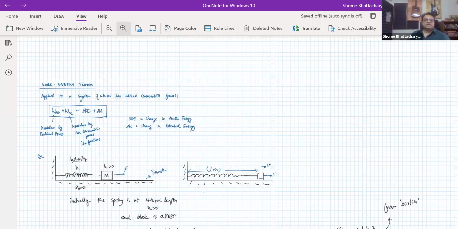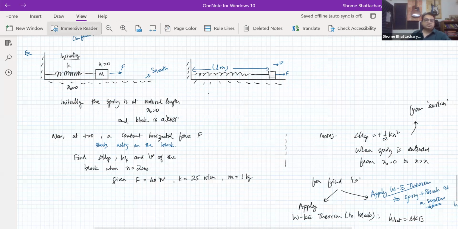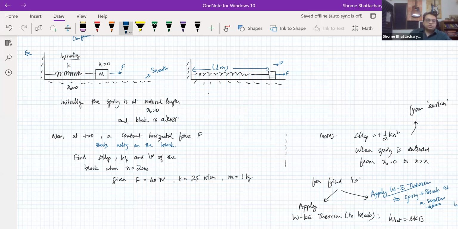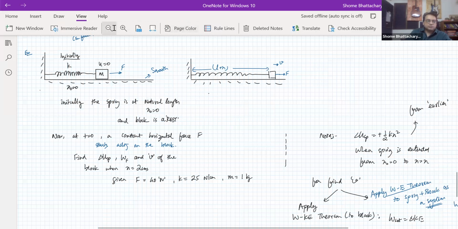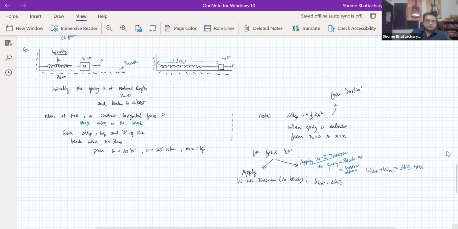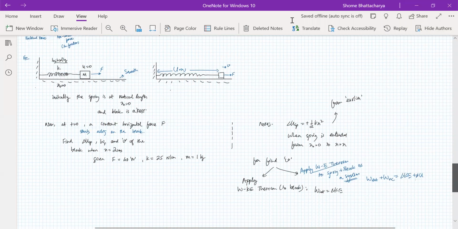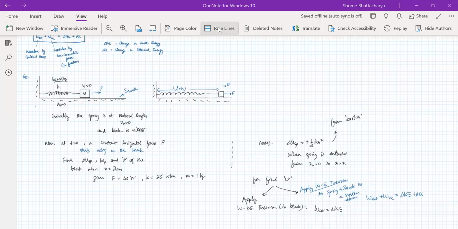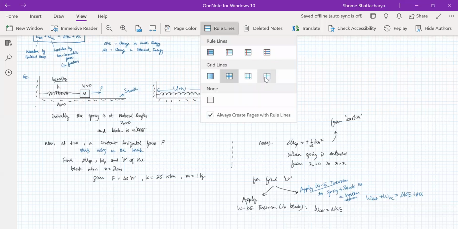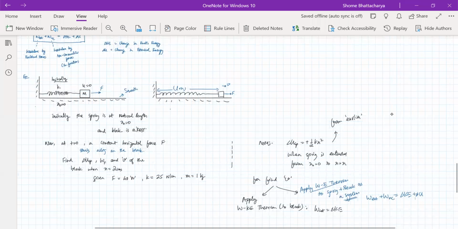One in the context of applying the relation between work done and kinetic energy of the block alone, and the other in terms of applying work energy theorem to the whole system, the spring plus the block as a system, treating capital F as an external force. Okay, so we'll understand this in more detail. Just first make a note up to this point and make sure you understand all the aspects that we discussed here. Then we'll take it forward.